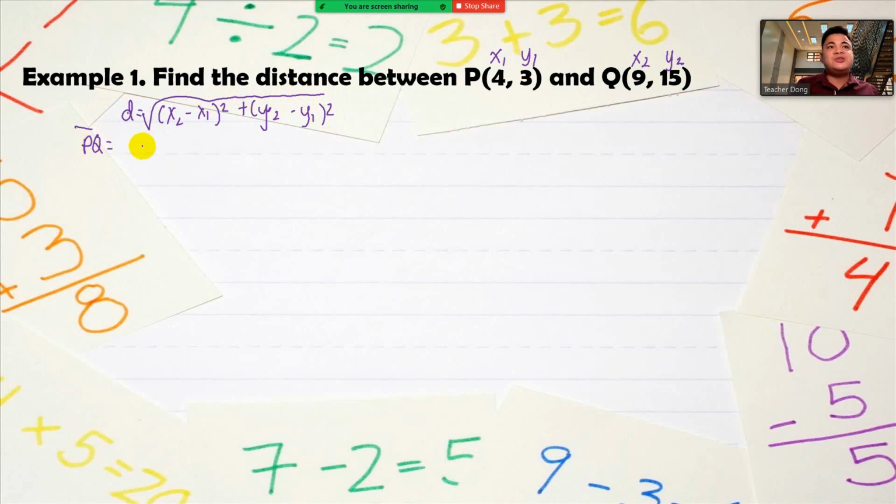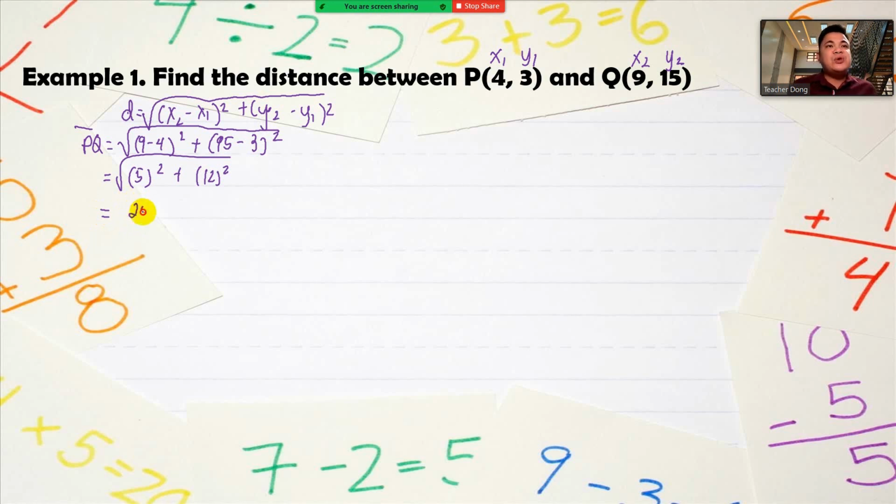For segment PQ, just substitute the values. So x sub 2 is 9 minus 4, which is x sub 1, squared, plus y sub 2, which is 15, minus your y sub 1, which is 3, squared. Then the next thing is simplify. You have to simplify the expressions inside the parentheses first. So 9 minus 4 is 5 squared plus 15 minus 3 is 12 squared. And then the next thing is we are nearing the answer.